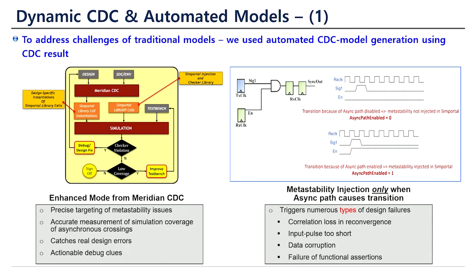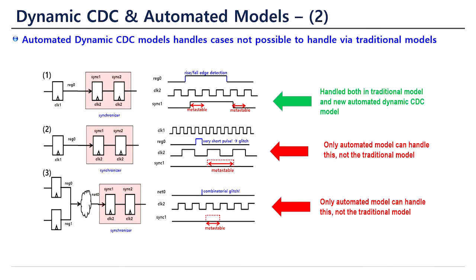For example, what is the fan-in cone logic? What kind of combinational logic is there at the input? And is the source clock synchronous or asynchronous? By adding this more detailed information, we can increase the accuracy of the modeling. And I will show the different situations.